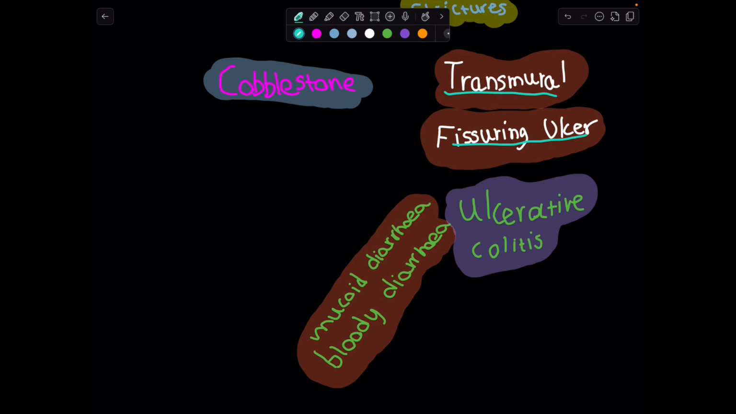Okay, and what are the macroscopic? Okay, well, you kind of told us the macroscopic. So basically, you're saying that in ulcerative colitis it is mainly the colon that we have problems with, like ulcers and inflammation, whereas Crohn's might be any part.